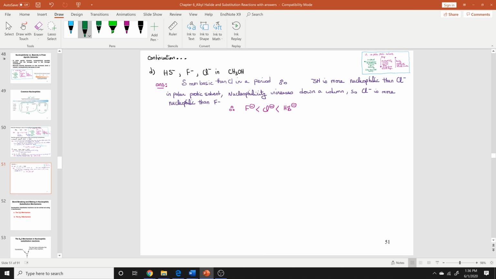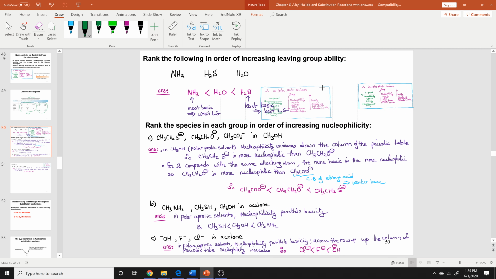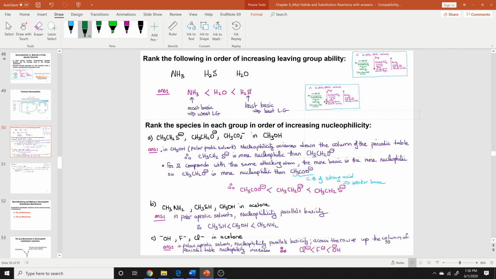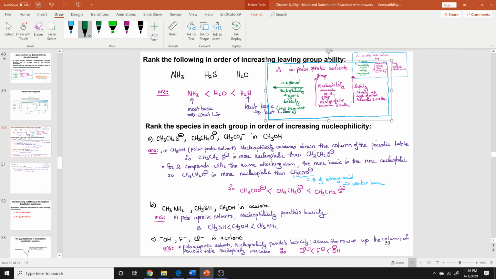Now let's do another one with acetone. Acetone is going to be a polar aprotic solvent. So with polar aprotic solvents, we're going to use that small table over here. These are the trends of basicity that parallel nucleophilicity when I am working with a group, and if I'm working with a period it's still the same. So basically with polar aprotic solvents, nucleophilicity is the same as basicity, in both periods and groups. So by using this trend I can easily solve this problem over here.